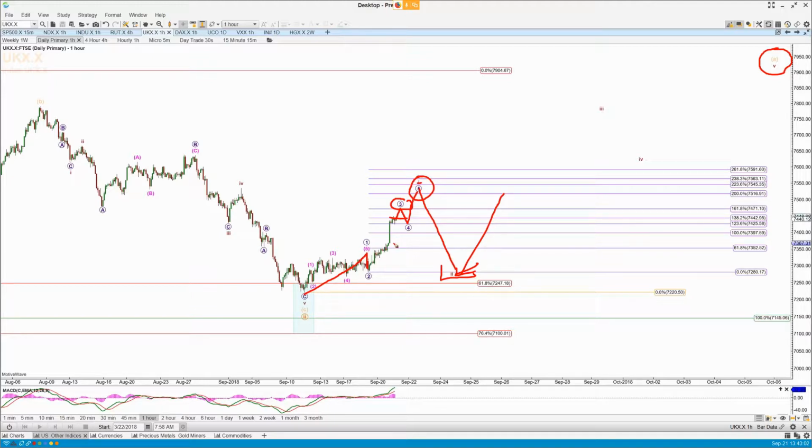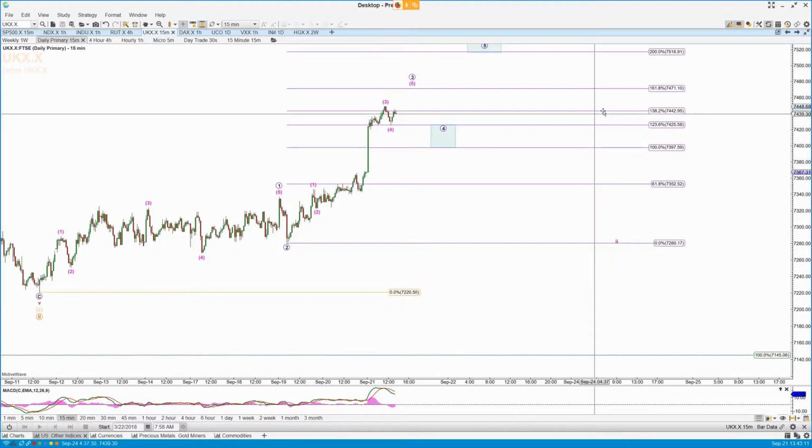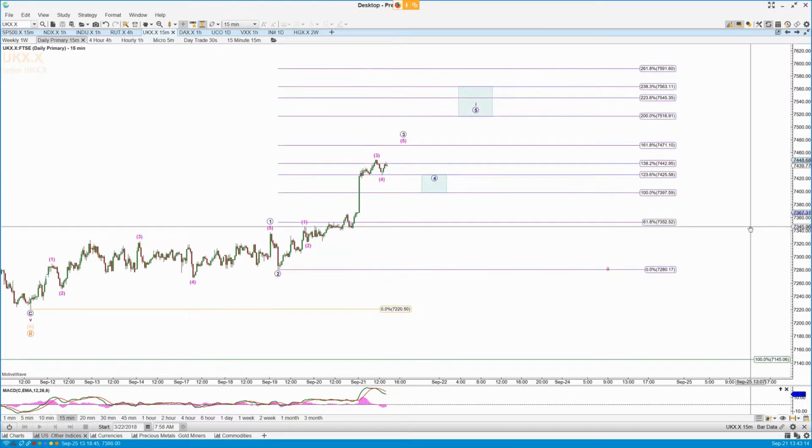If you haven't got a position yet in the FTSE and you want one, I would wait for this structure to complete, the 2 back, and then take the long off the bounce off a fib. That would be the safe way, and the textbook way, I guess, to do it.